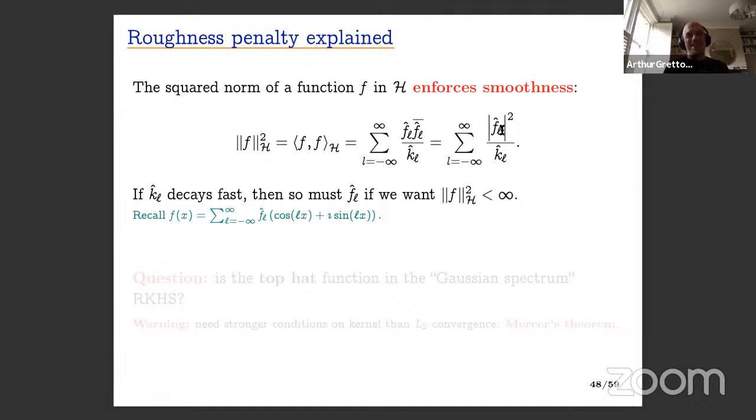Okay, so now we will have a poll. Earlier on, I defined a top hat function, and I defined a kernel, right? This kernel was the Jacobi theta kernel, which was a Gaussian-like kernel. Now let's say that this is my norm. Let's say that these k hat Ls come from my Jacobi theta kernel, from my Gaussian kernel. Let's say that these f hat Ls come from my top hat function. So my poll to the audience is: is the top hat function in the RKHS?